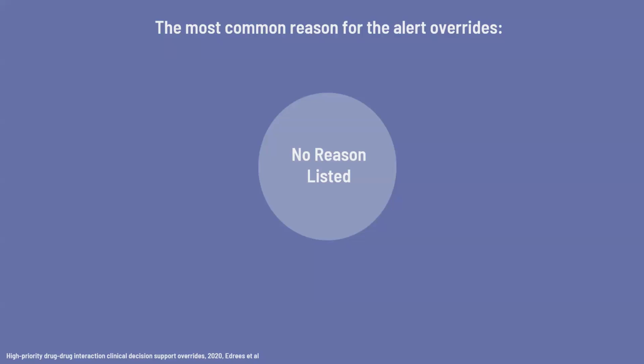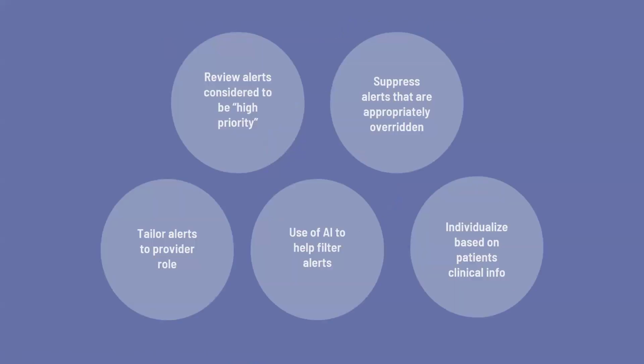So similar to the prior study, the data shows us that we need to improve the effectiveness and positive predictive value of these alert tools so that we can recognize high severity alerts and improve patient outcomes. And these are some changes that have been suggested to do that. Most importantly, reviewing alerts considered to be high priority and reclassifying them if they are not, and then suppressing those that are appropriately overridden to reduce alert burden.